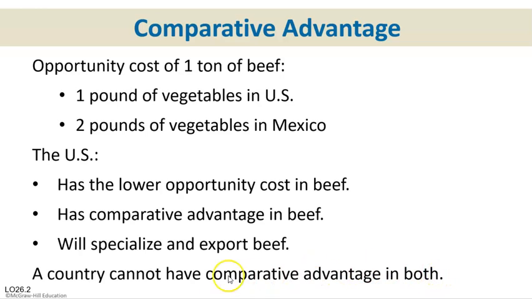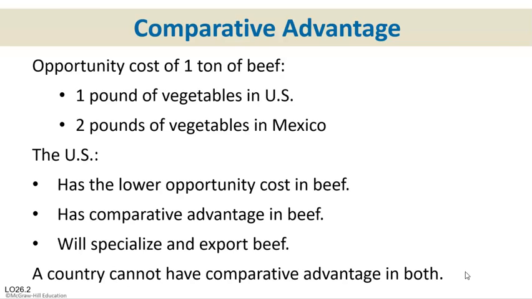Now, this here is very helpful to know. A country cannot have comparative advantage in both goods. You can go back and run the math again and solve for the opportunity cost of vegetables instead, but you would find that Mexico has the lower opportunity cost in producing vegetables, and that means that Mexico has comparative advantage in producing vegetables. But instead of doing the math twice, if you find that one country has comparative advantage in one good, it means the other country has comparative advantage in the other good.